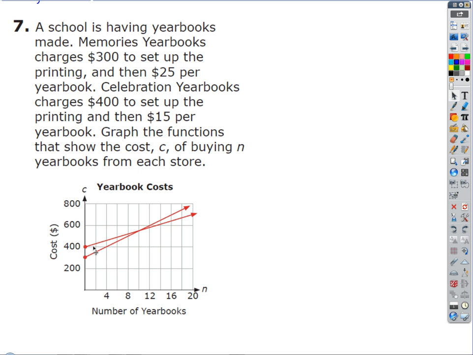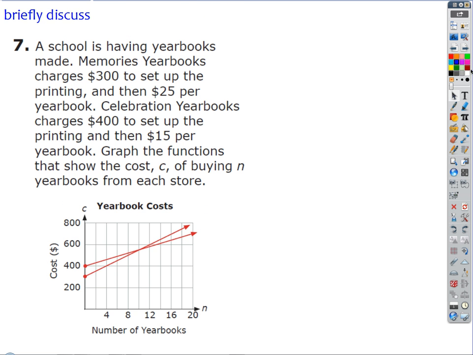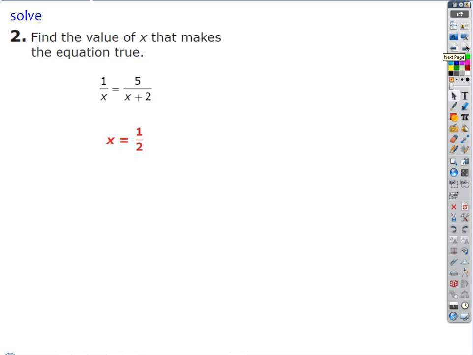No big deal. And along those lines, no pun intended, it's a little different actually. Find the value of x that makes the equation true. What would you do here? Yeah, this is an equation. If you're solving an equation that's a ratio, what do you always do? Cross multiply.